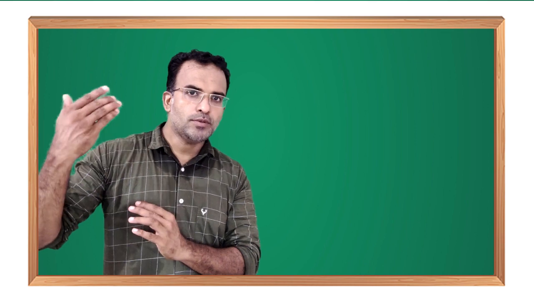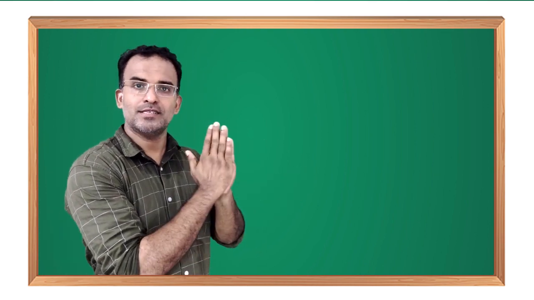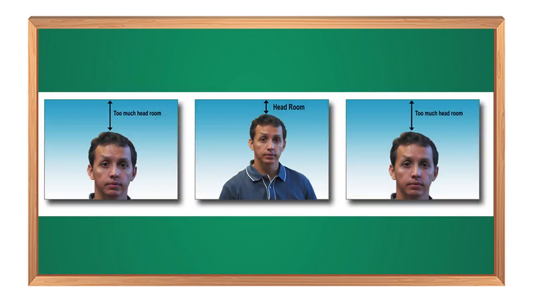This rule indicates the amount of space above the subject, in front of the subject, and in the direction that the subject is moving or looking.